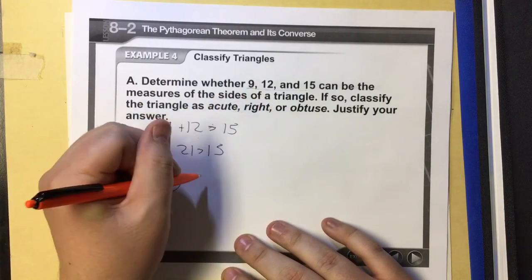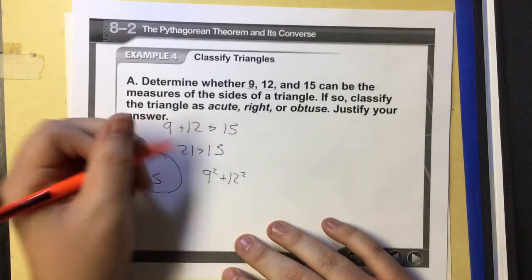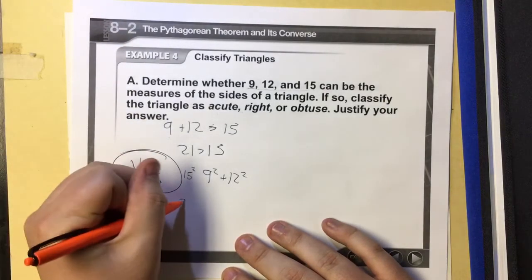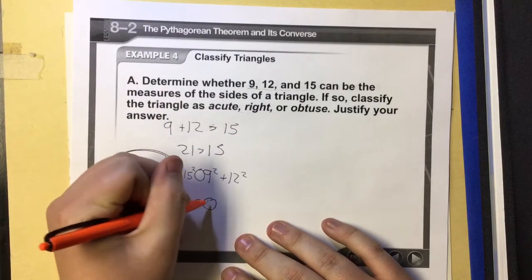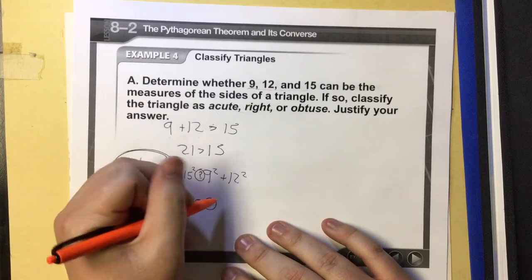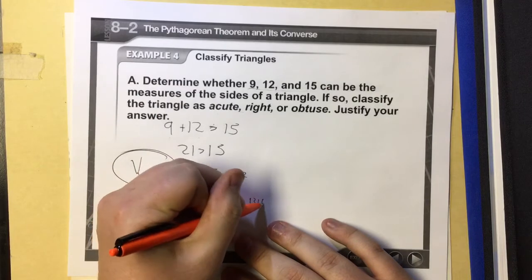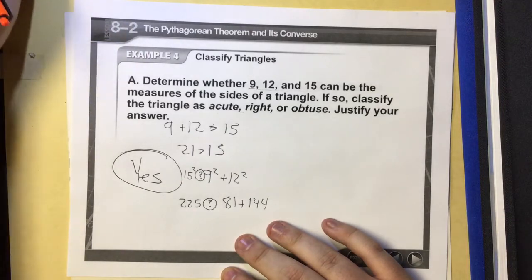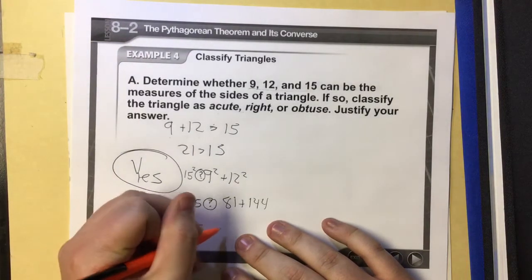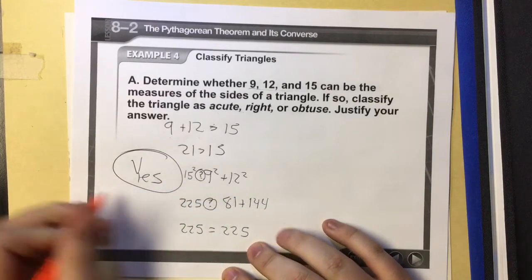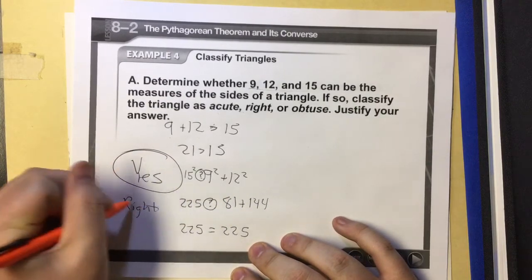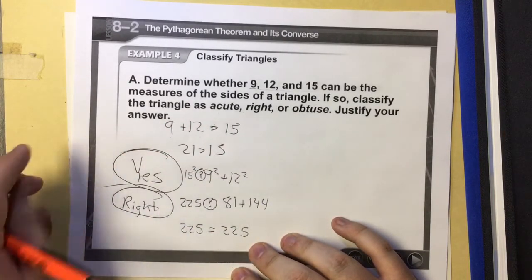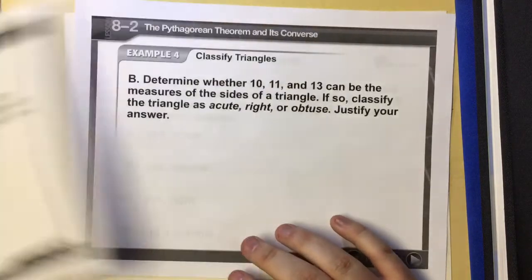All right, so 2 short sides, 9 squared plus 12 squared. We want to compare that to the longest side squared. 15 squared is 225. We are going to compare that to 9 squared, 81, plus 12 squared, 144. If we do 81 plus 144, we have 225 compared to 225. Since they're equal, that makes it a right triangle. Yes, because the 2 short sides add up to more than the last, and right triangle because a squared plus b squared did equal c squared.